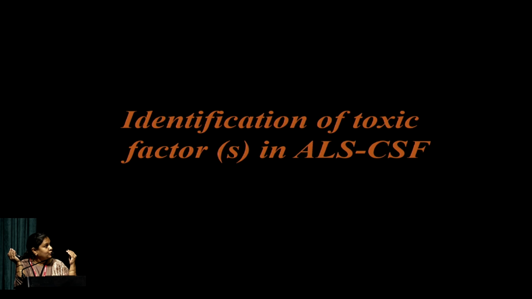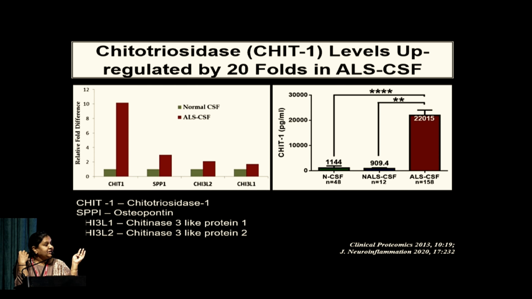Now the next most important question is, what is it in ALS CSF which is causing these degenerative changes? So, next please. When we did mass spectroscopic analysis, we found that among more than 32 proteins which were upregulated, there is chitotriosidase, an enzyme which is upregulated by more than 20 folds. Can we please go to the next one? And by ELISA also we found that it is upregulated by more than 20 folds.